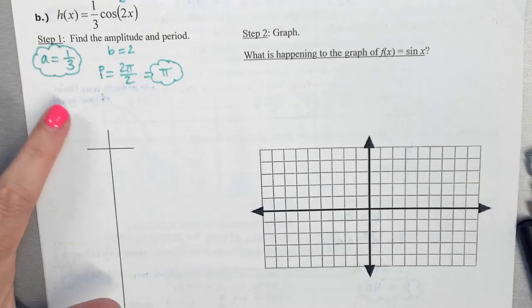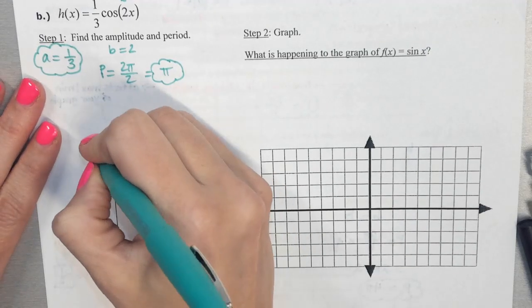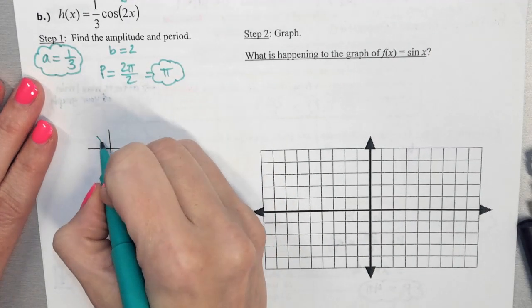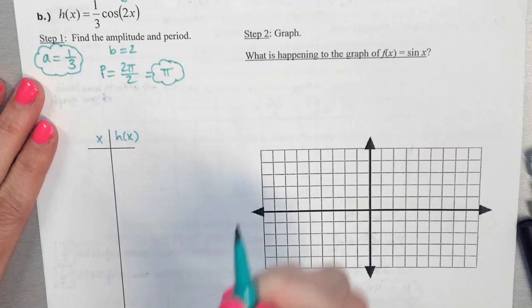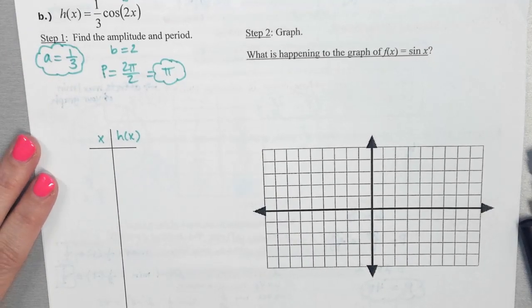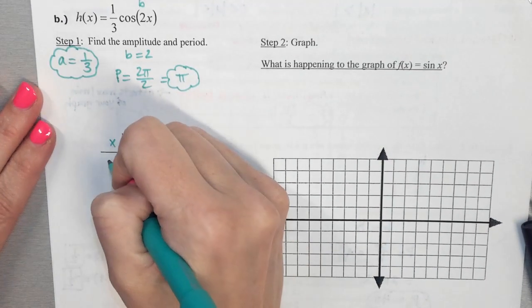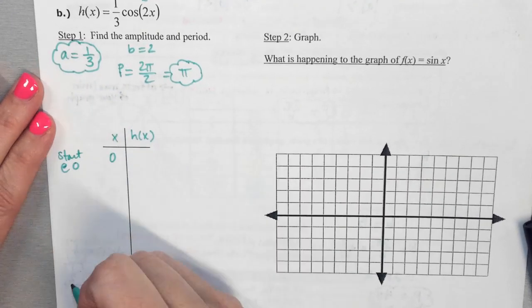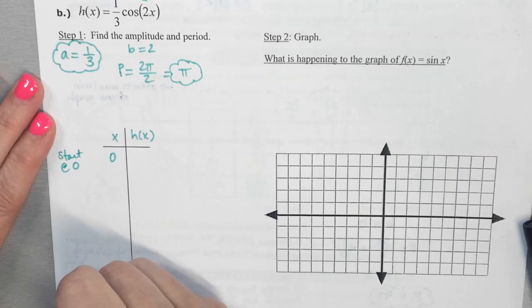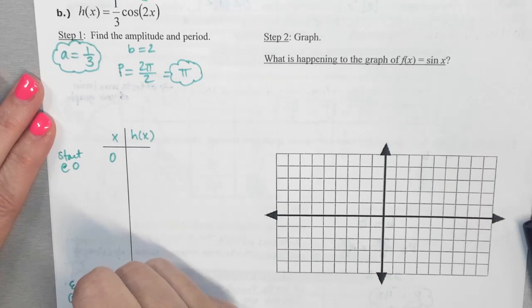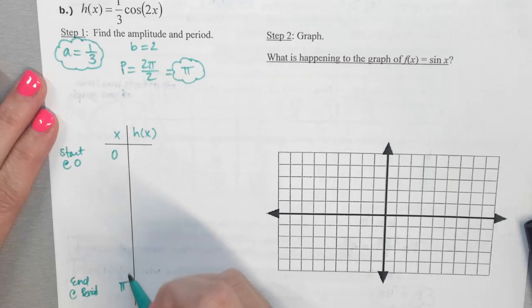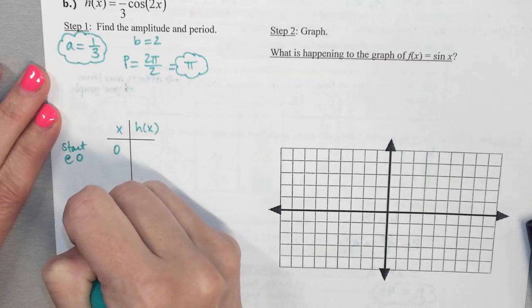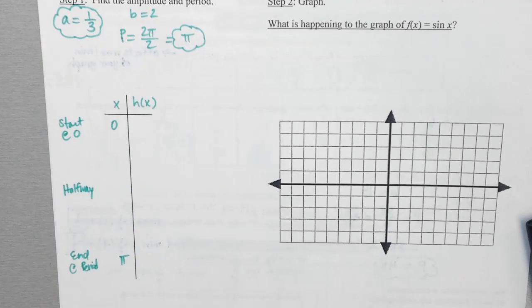Okay, so once you know what the period is going to be, if you want to come down here, this is your x and then your h of x. Remember, we are always starting where? 0. So we're going to start at 0. We're going to end at the period. Okay, so if this is pi, see if you guys can find the halfway and then the half of the half. Okay, find the halfway and then find half of the half.